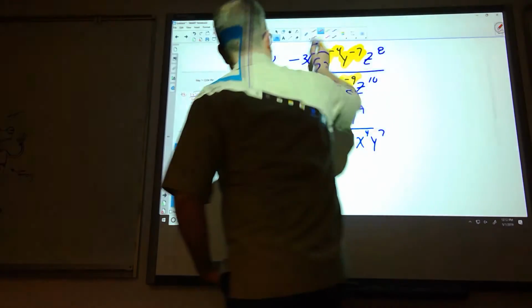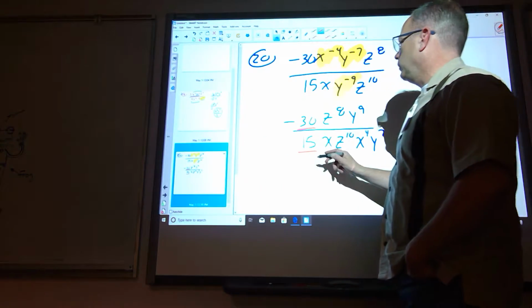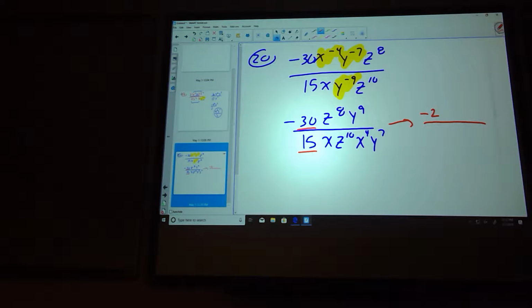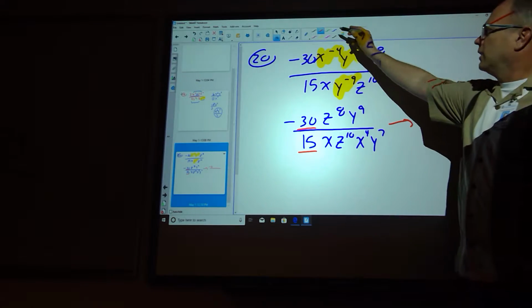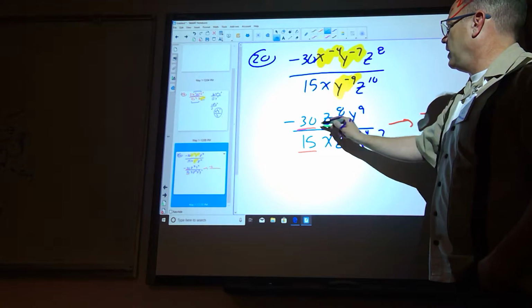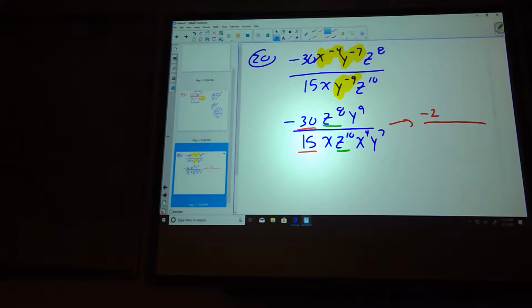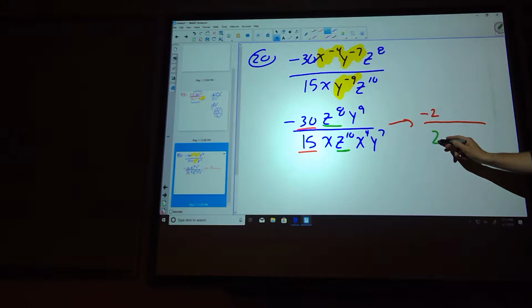All right, so let's go through. I can go ahead and reduce those. That gives me negative 2 on top. Is that okay so far? All right, so let's take a look at the Z's. I have Z to the 8 on top, Z to the 10th on bottom. Tug of war, who wins, top or bottom? Bottom. By how many? 2. 2, so Z squared on bottom.